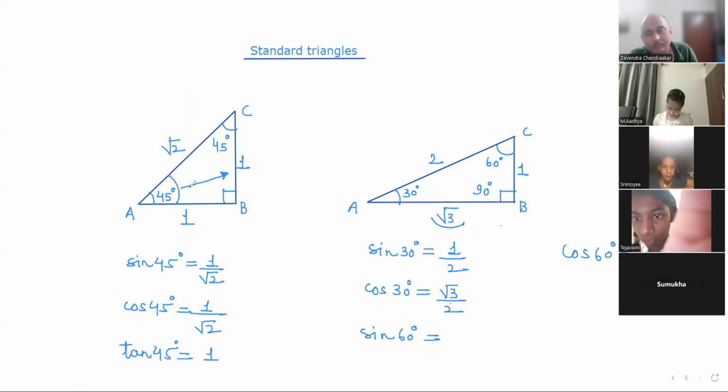Sine 45 degrees. Which one is perpendicular for 45 degrees? 1. So this is P. Which one is hypotenuse? This is H. So P by H. Okay. Got it? Same for sine 30. Which one is perpendicular for 30 degrees? 1. Hypotenuse is 2. So 1 by 2. So any ideas what is sine 60? Tejaswini, what is sine 60?